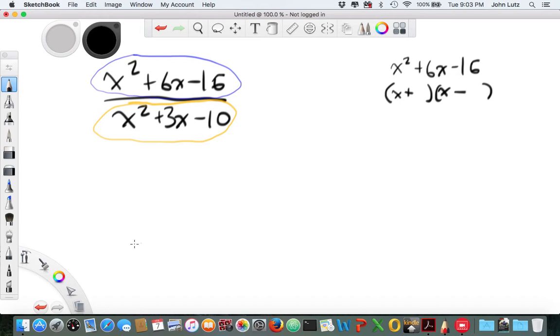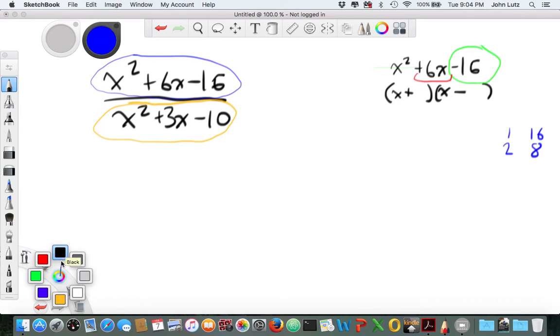And we're looking for two things that multiply to give us negative 16, and add to give us positive 6. Okay, so let's try and figure that out. 16 is 1 times 16. So 16 minus 1 would be 15. That doesn't work. 2 times 8, let's see. 8 minus 2 would be 6. So actually, we already know what this is. We know that this is x plus 8 times x minus 2.